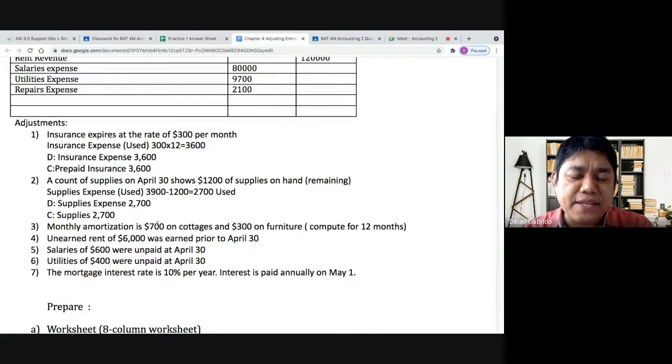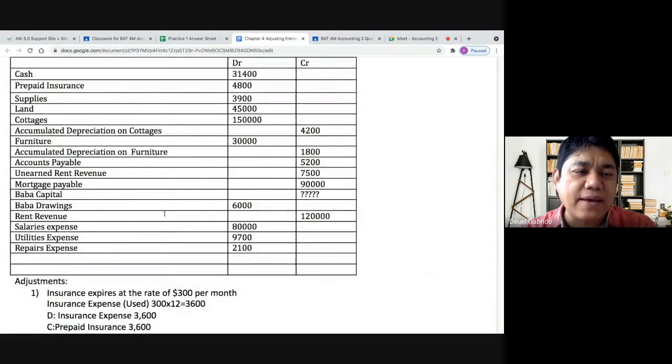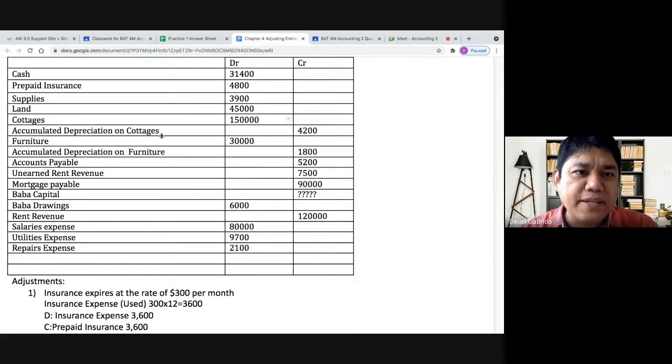Monthly amortization is $700 on the cottages and 300 on furniture. Compute for 12 months. Let me see first. Where's the cottage here? Here's the cottage, guys, 150,000, and the accumulated depreciation in cottages is 4,200. That's not a new cottage anymore because it decreased by 4,200 already, right? And then furniture, 30,000, with accumulated depreciation, so it's not brand new anymore.